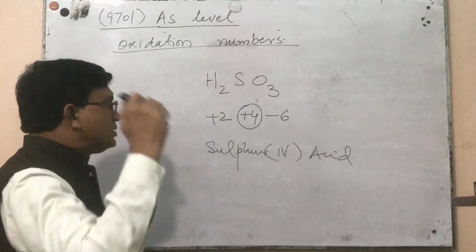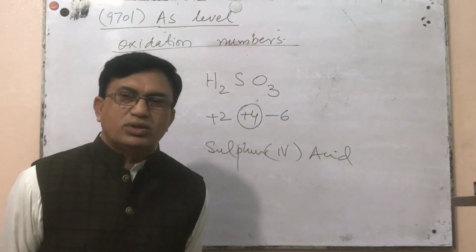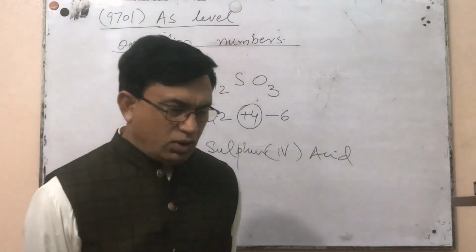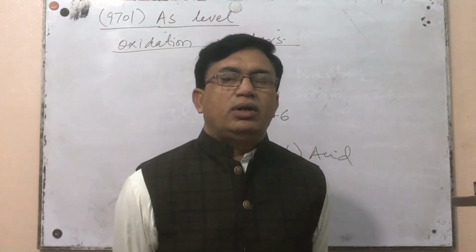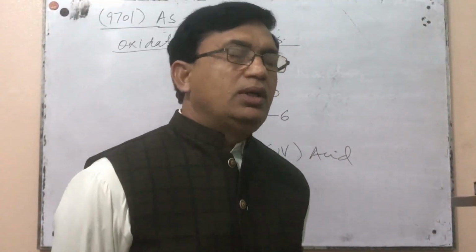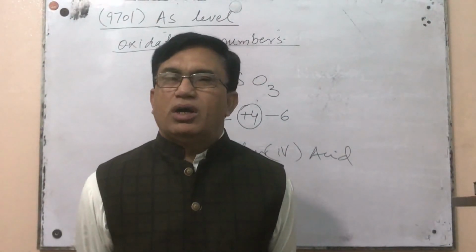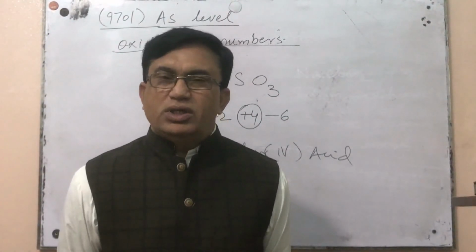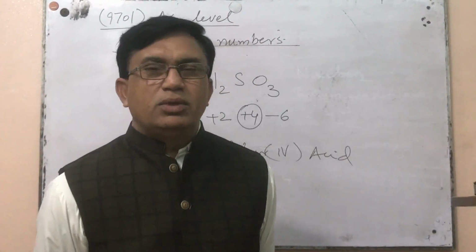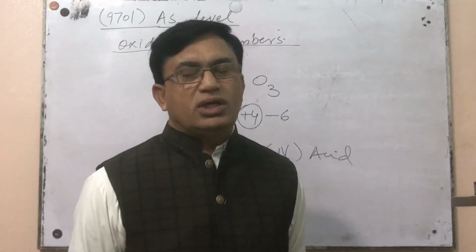Sometimes in the previous language we were discussing stannous or stannic, plumbous or plumbic, or sometimes we use so many different naming techniques, but now we have to mention the compounds with the oxidation state of the central atom. This is called the systematic nomenclature scheme.